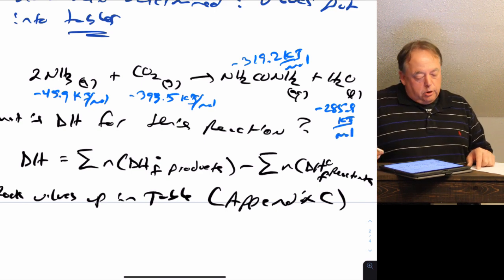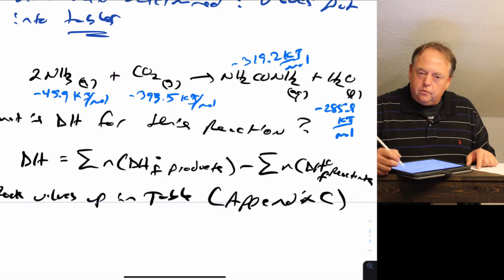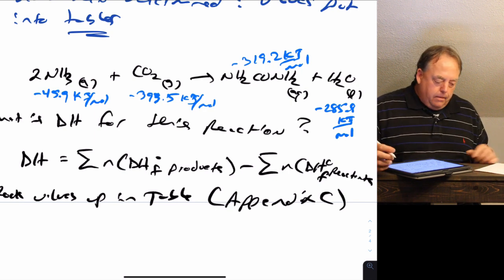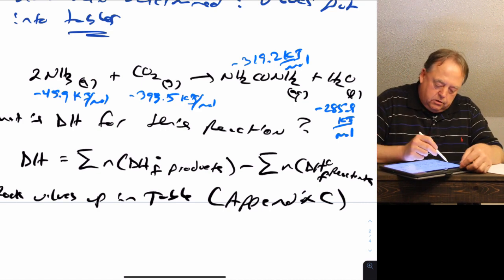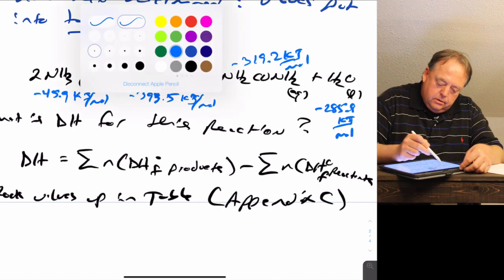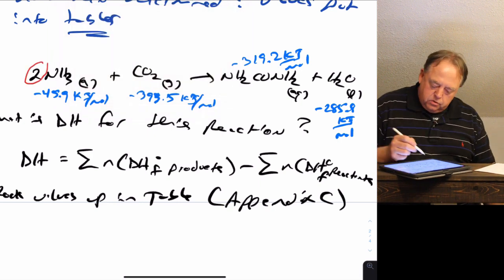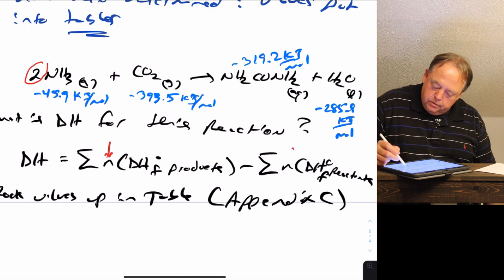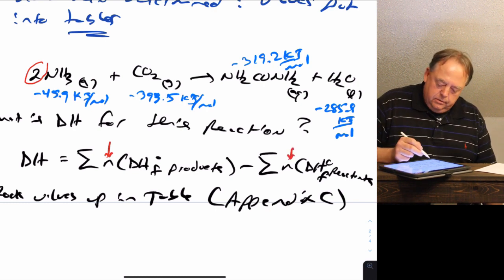And again, you have to make sure you look up the right phase, because if you look up H2O gas, it's going to have a different heat of formation. These values in the table are each for 1 mole. So what you have to recognize now is that there are 2 moles of ammonia. That's what this n is referring to: how many moles of each, from the coefficient in the reaction.